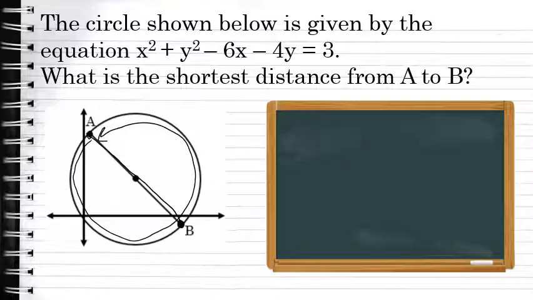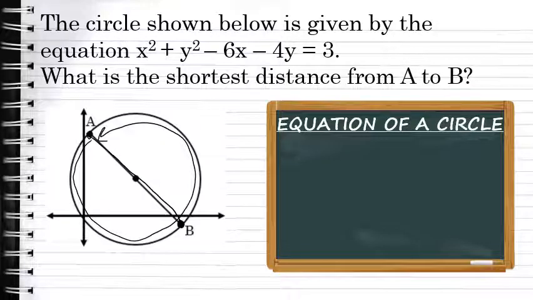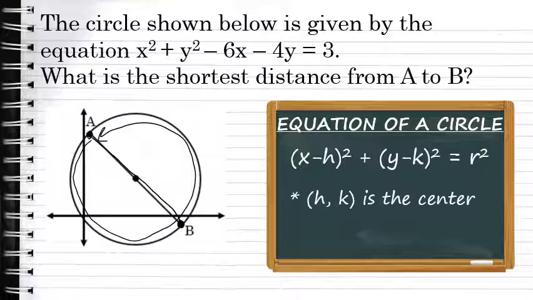To solve this problem, we have to know that the equation of a circle can be written as (x minus h) squared plus (y minus k) squared equals r squared, where (h, k) is the center and r is the radius. R would be the distance from the center of the circle to point A, or the center of the circle to point B.